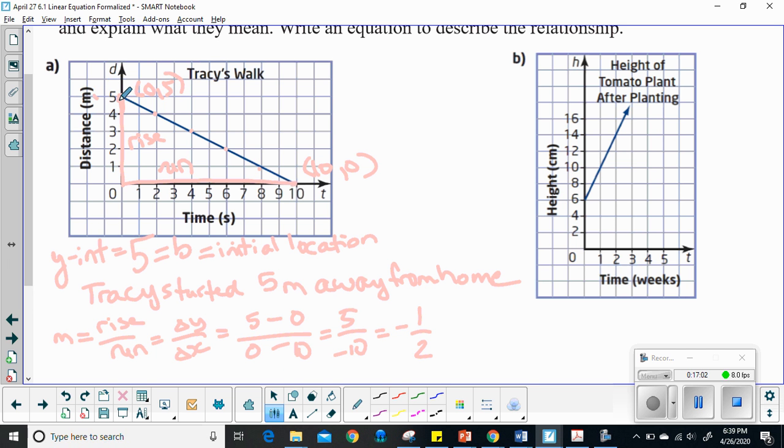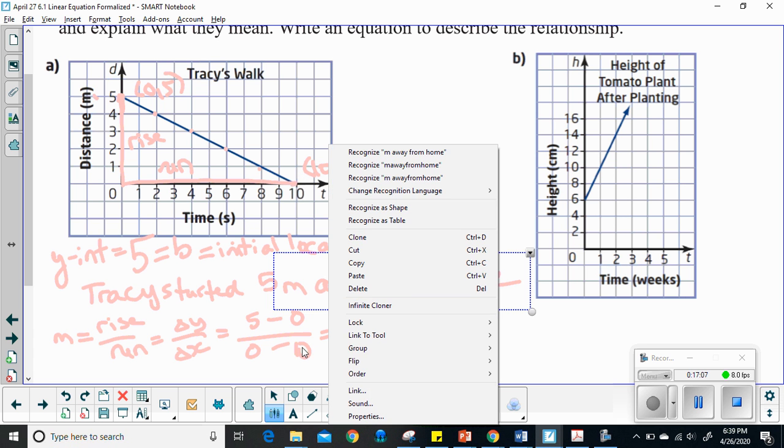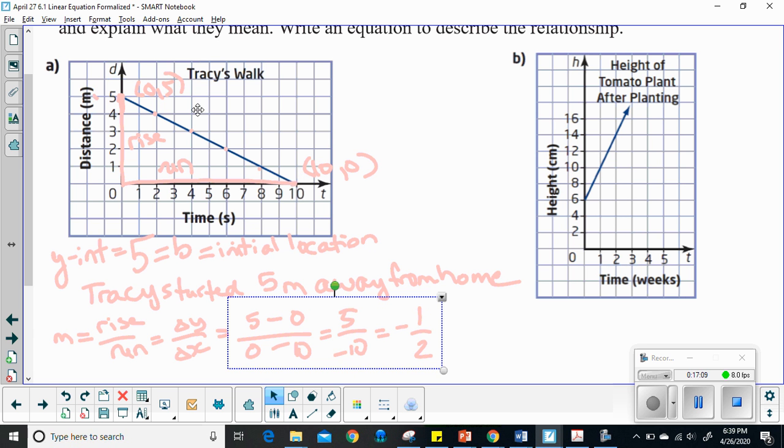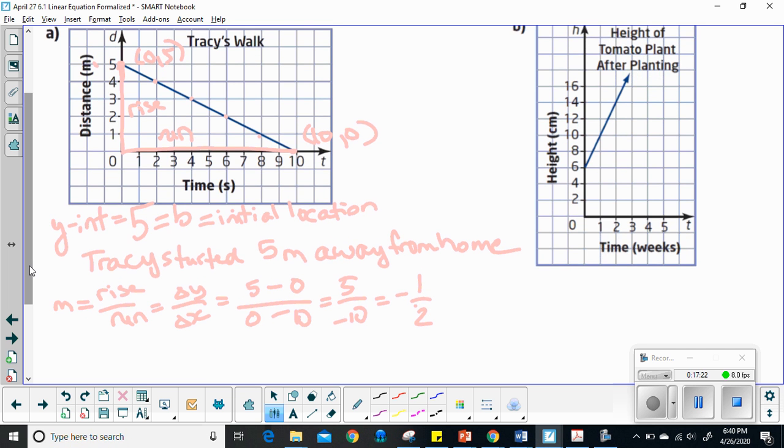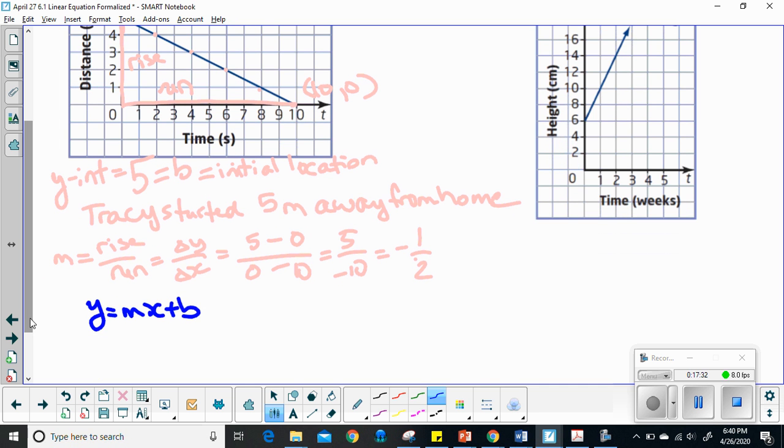We can also write it out by counting our rise, which was down 5 over 10. Or you could have looked at just this one, down 1 over 2. Any of them work just fine. All right, so let's finish this one off. Let's write our equation. y equals mx plus b. Stick in your values. So we've got y equals -1/2 x plus 5.